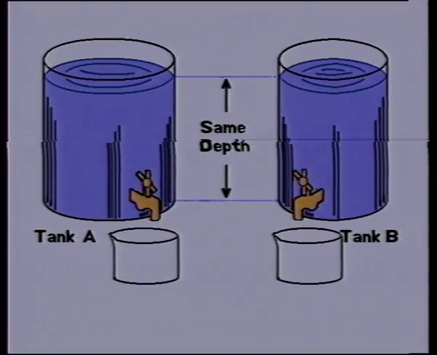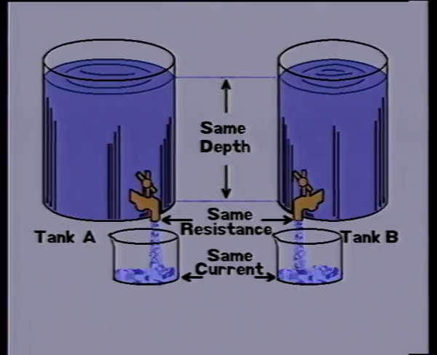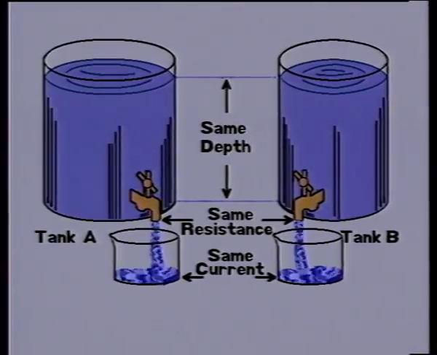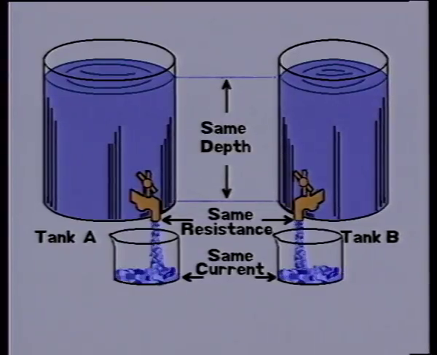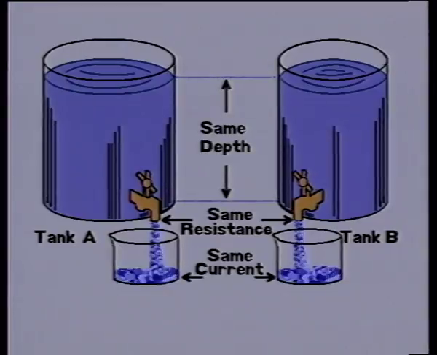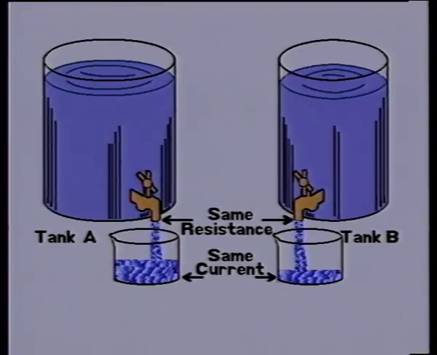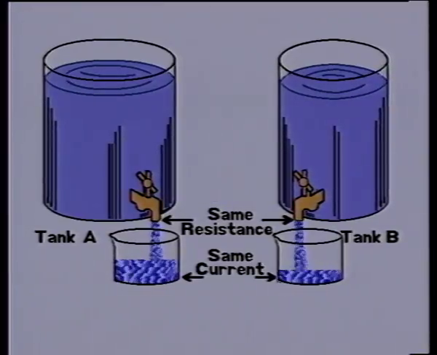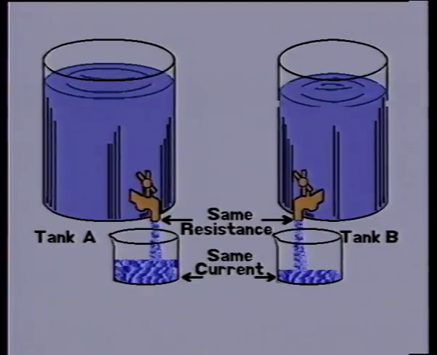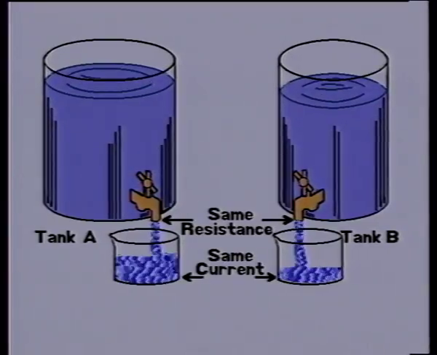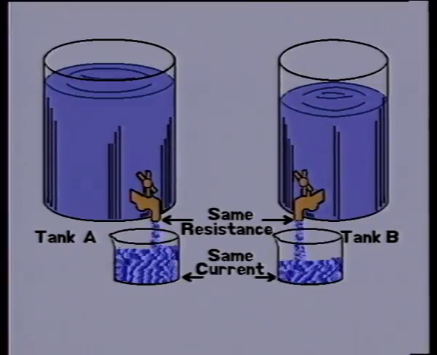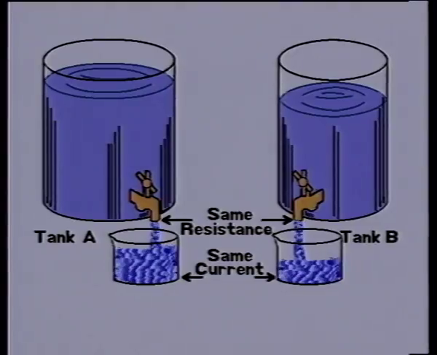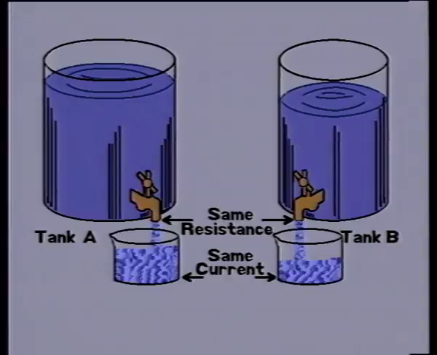Now we open the taps. As the water level falls by the same height, we find that tank A loses more water than tank B. The width of the tank can be compared with the capacitance of a capacitor. The greater the capacitance, the greater the amount of charge it can store. The capacitance of a capacitor measures its charge storing ability.